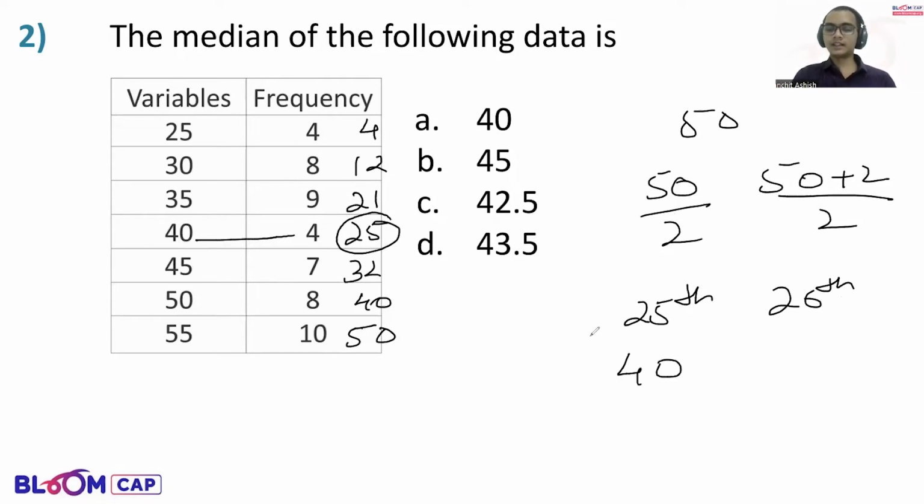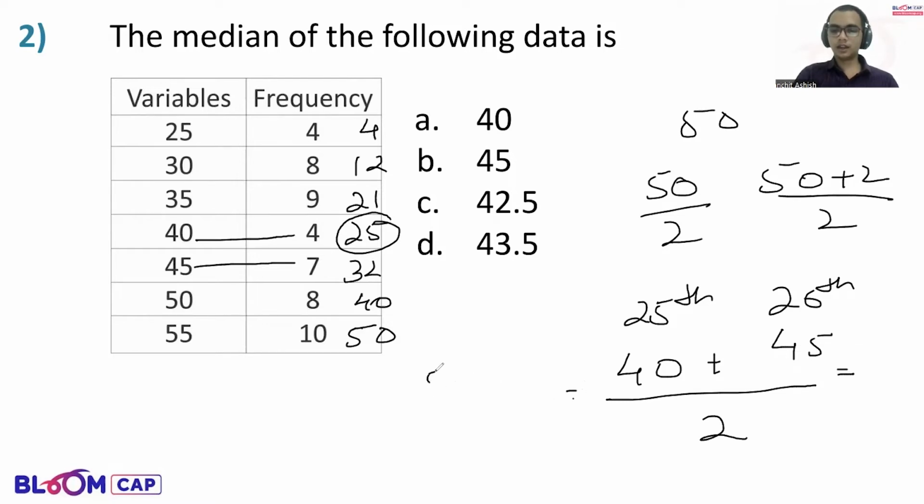And what is the 26th term? Now, 26 is not here. But if up to 25 it was 40 and after that the next 7 terms are 45, can we say that the 26th term is 45? Yes, we can say that. Now we simply have to find the average, which will come out to be 85 by 2, and when we divide this, we get 42.5 as our answer.